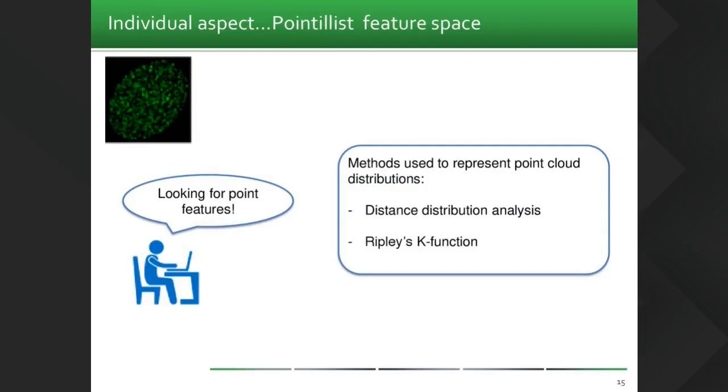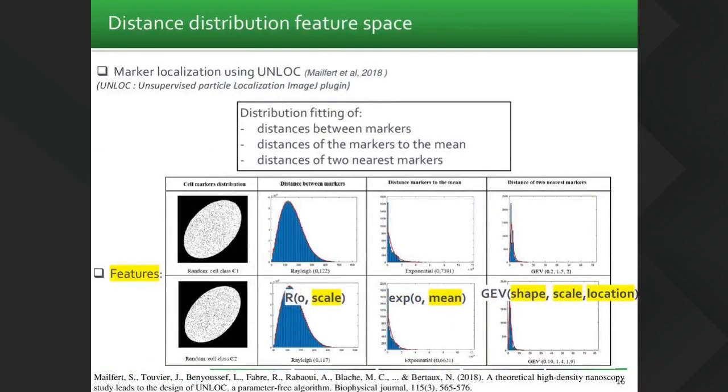For point cloud or pointillist feature spaces, there are a lot of feature spaces that characterize the point cloud distribution. We worked with two kinds of these features. The first one is distance distribution analysis, and the other one is Ripley's K function. Before we can apply this kind of analysis, we first have to localize the fluorescent markers inside this image. To do that, we used the unsupervised particle localization ImageJ plugin.